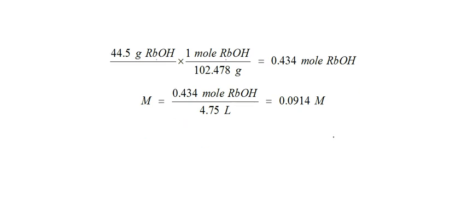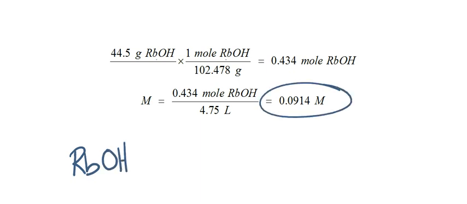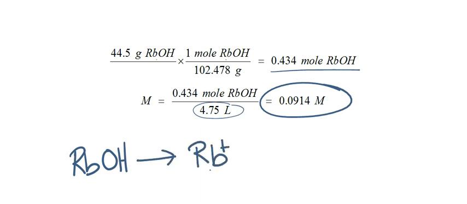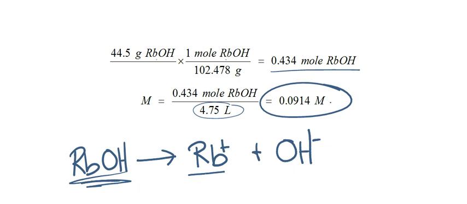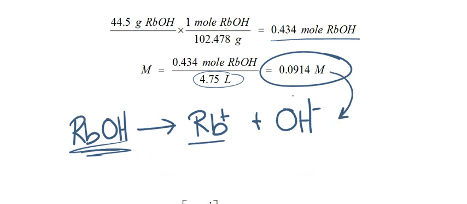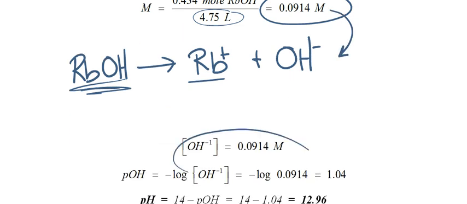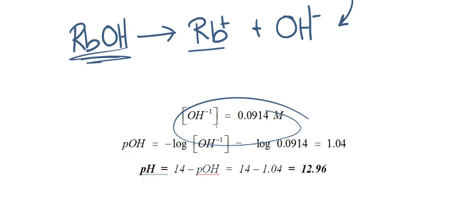So if you have a strong base that dissociates 100%, and I just found the concentration to be this because I found how many moles divided by my total volume, if this dissociates 100%, do I care about the concentration of rubidium? Not really. I care about the concentration of rubidium hydroxide because that'll tell me what my concentration of hydroxide is. If I know what the concentration of my hydroxide is, bam, I can find pH or pOH, depending on what the question's asking.